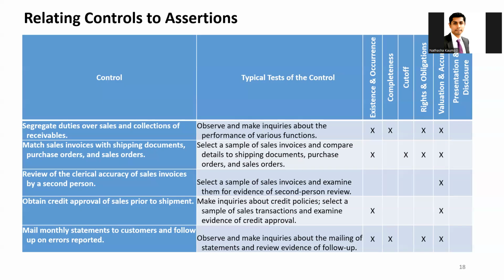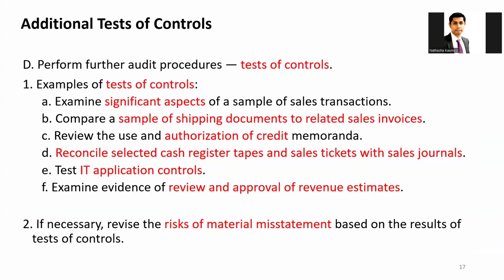Now, how are we going to test this? Whether the client has actually segregated the duties. Maybe we are observing and making inquiries about the performance of various functions. So you go and ask who is performing this task, who is responsible for this task. Likewise, you go and inquire. That is one thing. So I told you inquiry is good. Inquiry should be done always, but we can't 100% rely on inquiry as well. So that is why we can observe it as well. We are trying to see whether the client is actually doing it.